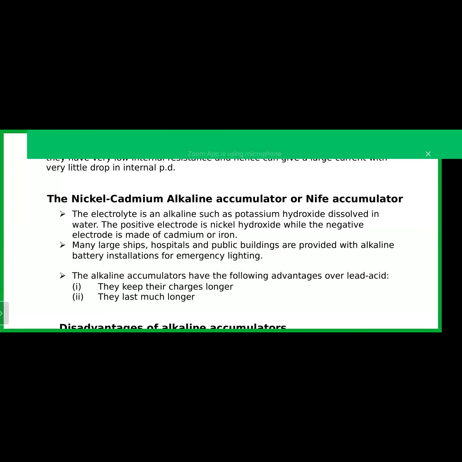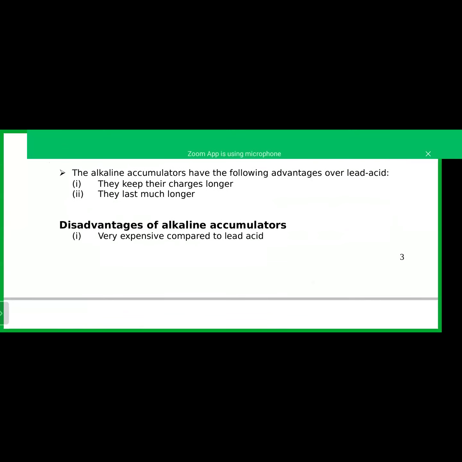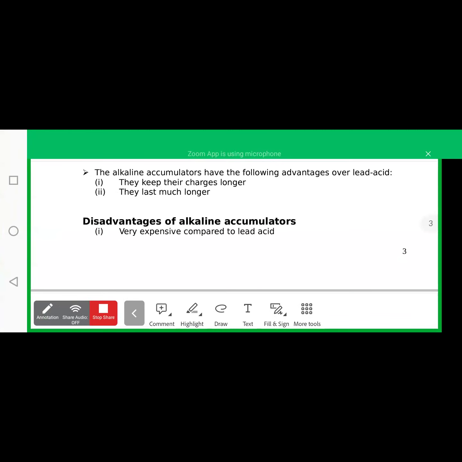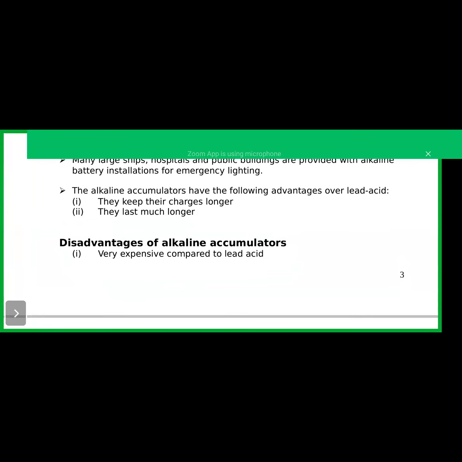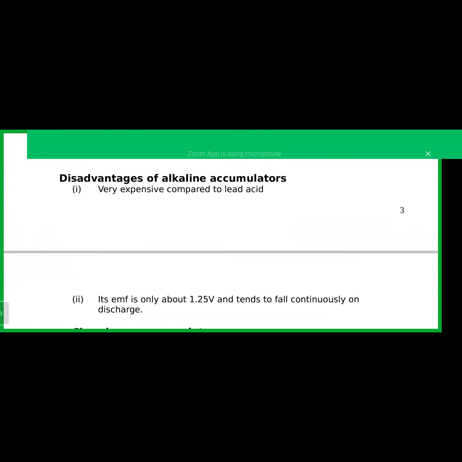Now we go back to the disadvantages of alkaline accumulators over lead acid accumulators. Both alkaline accumulators and lead acid accumulators are under the secondary cells, not so? Yes. Okay, and the disadvantages of alkaline accumulators, she mentioned them. We have a few here. They are very expensive compared to lead acid accumulators. Its EMF is only about 1.25 volts and tends to fall continuously on discharge.